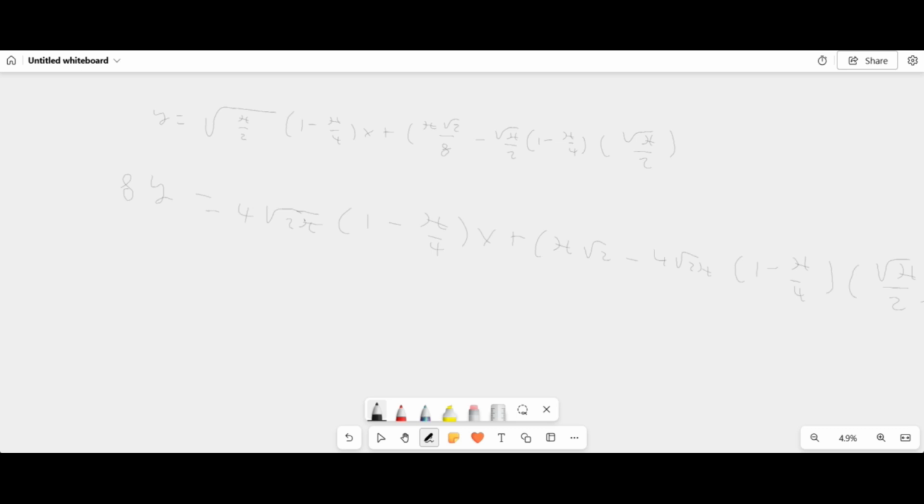Hence, now we need to write the whole equation up. We've got y, we've got mx, we've got everything. So y is equal to root pi over 2, 1 minus pi over 4 x here, so that's just the gradient, plus c. The c is going to be pi root 2 over 8 minus pi over 2, 1 minus pi over 4, root pi over 2.